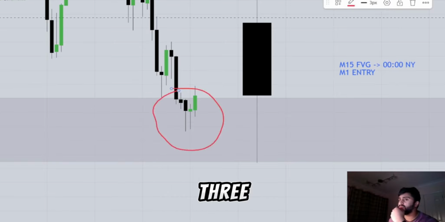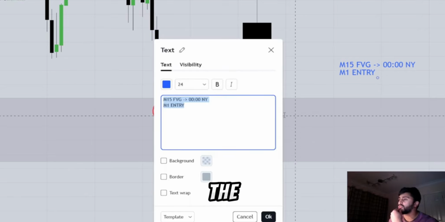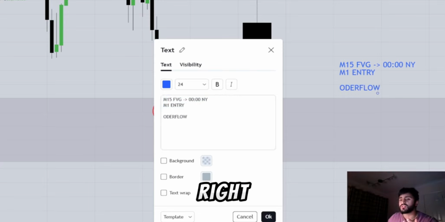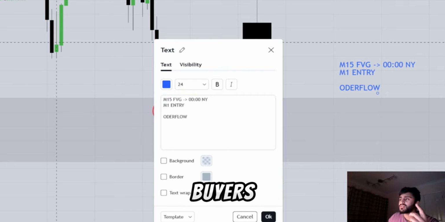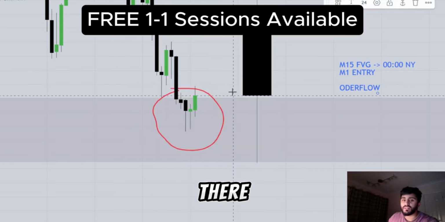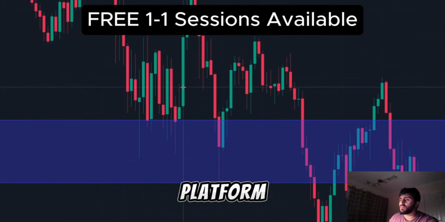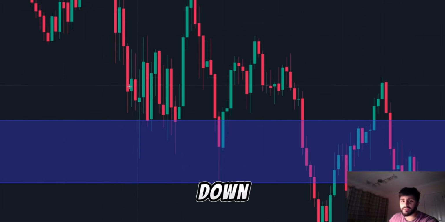And step number 3, which is the most important, is we're going to be going on the footprint chart. We're going to be understanding the order flow. The order flow is our why, the why behind every trade. You want to understand how many aggressive buyers and how many aggressive sellers there are inside of this zone. So let's break this down. Here we have the ATAS platform, and we're going to be breaking down the price action.